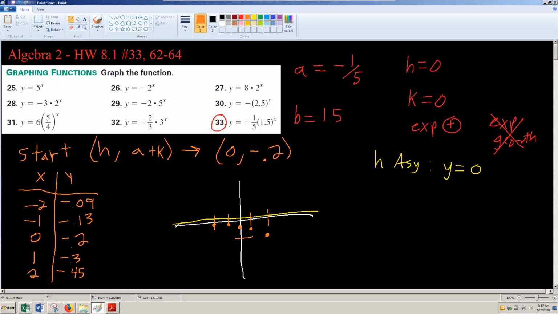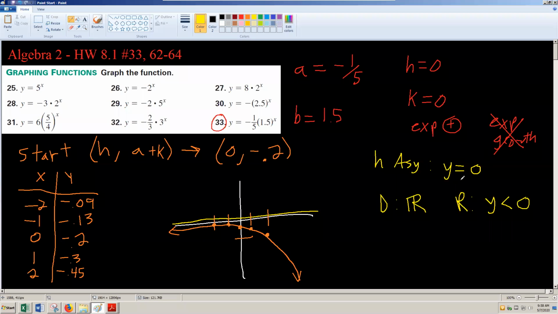And so my graph for this thing should look like it's going to approach 0 there, and it's going to start shooting down to negative infinity there. When I talk about the range on this thing, domain is all real numbers. I can plug in anything I want. The range on this thing is going to be y is strictly less than 0.